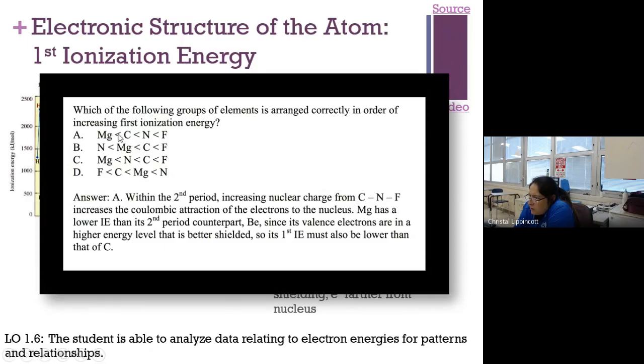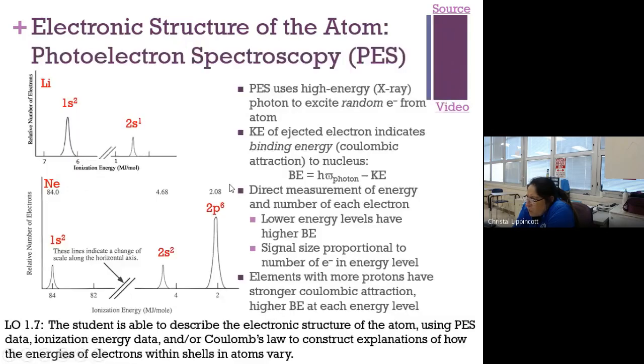Okay, as we get, these are all in the same row. No, they're not. Magnesium's not in the same row with those guys. Magnesium's down one row. Carbon, nitrogen, and fluorine are all in the same row. But as we move across, we're getting more protons here, so it's going to be harder and harder to pull that electron away. Okay.